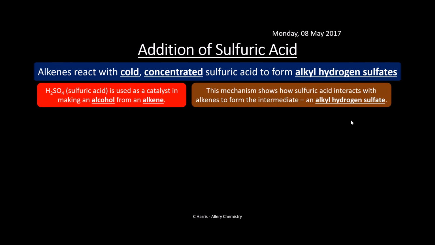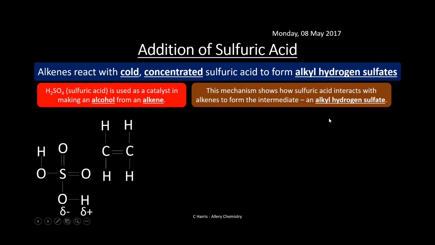This mechanism shows how it interacts with the alkene to form the intermediate, and the intermediate is alkyl hydrogen sulfate. So let's have a look. This is sulfuric acid. This is the formula for it, H2SO4. You've got to know that formula. We've just put some polar charges on here on the oxygen and the hydrogen.